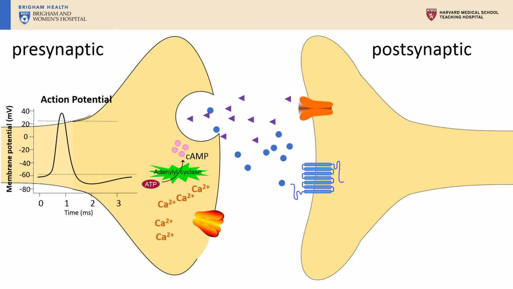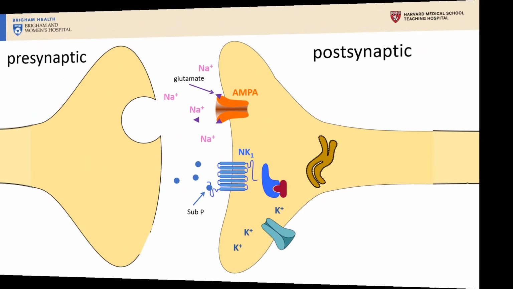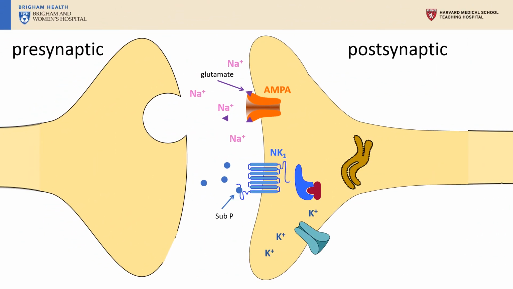Now, in nociceptive pathways, the 2 most important neurotransmitters released are glutamate and substance P. More on them in other video series. Neurotransmitters bind to the receptors on the postsynaptic membrane. In nociceptive pathways, these are the AMPA and NK1 receptors, also discussed more elsewhere.